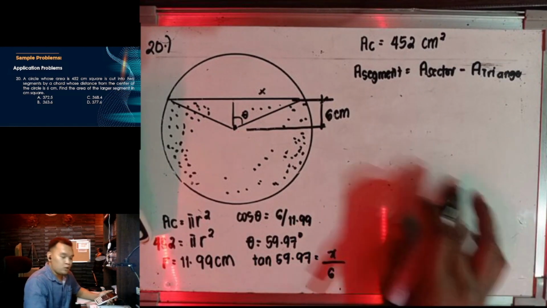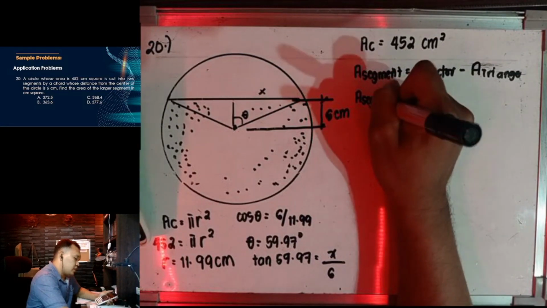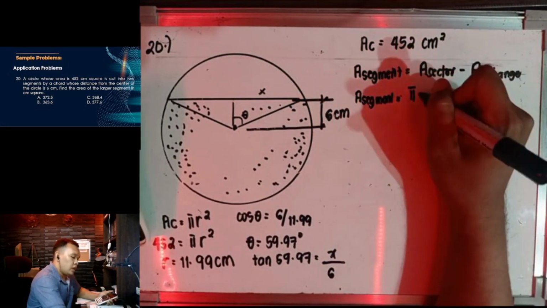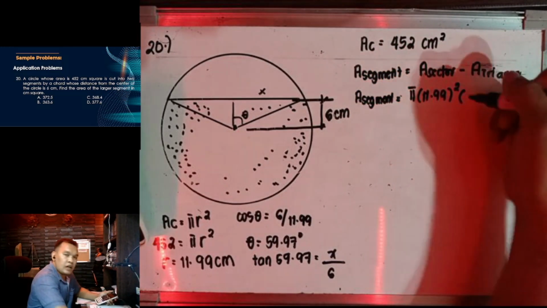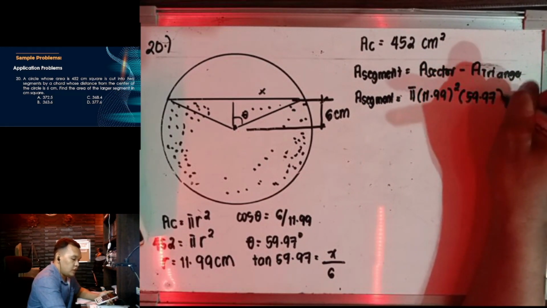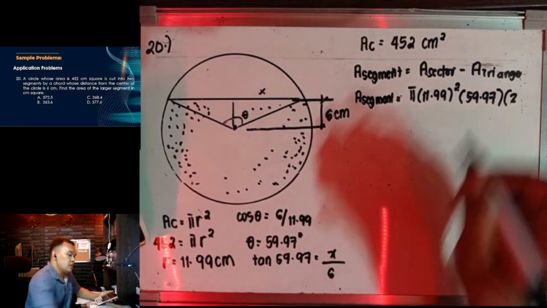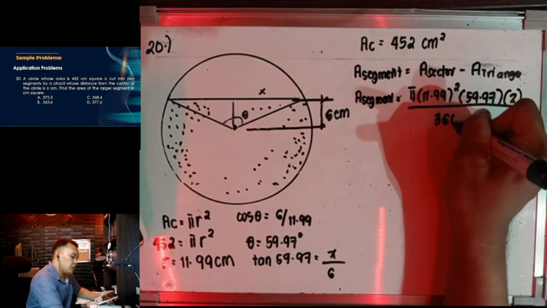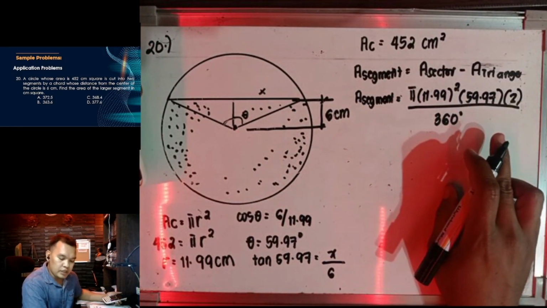Okay? So, lagay natin dito sa formula, area of segment is equivalent kay area of a sector, which is pi r squared, r is 11.99 squared. Theta, ang theta natin is 59.97 times 2 kasi nga magkabila ang angle. Ito pang angle na nandyan. All over 360 degrees to convert yung angle natin into radian. Okay?